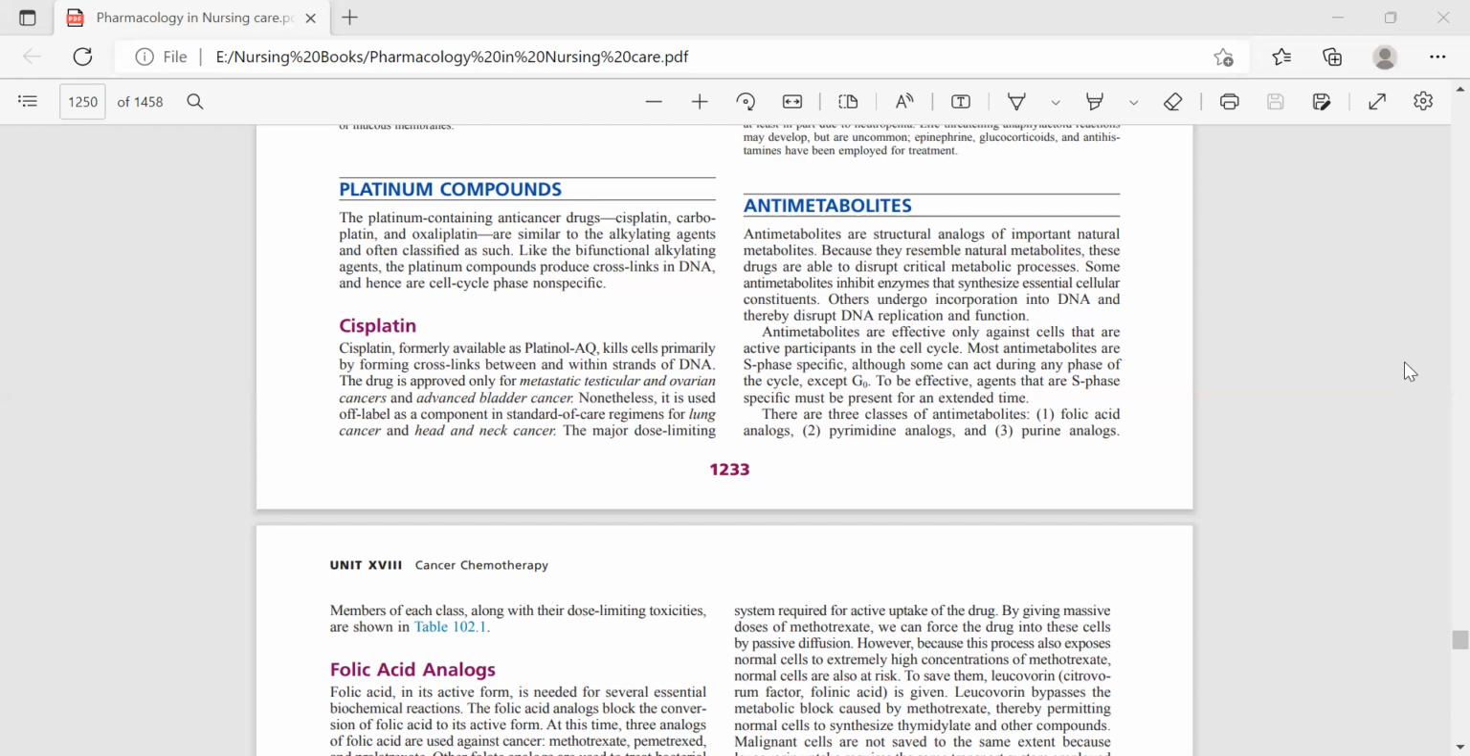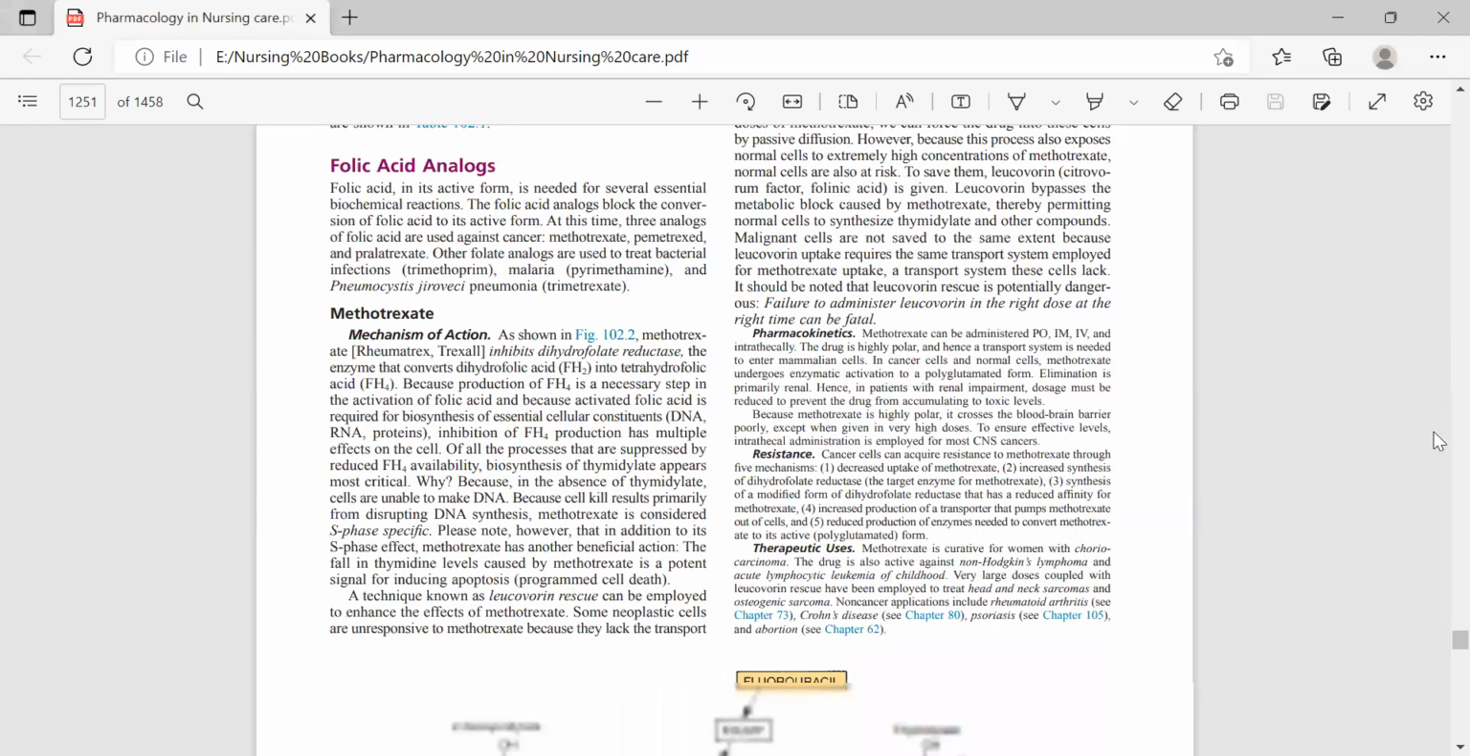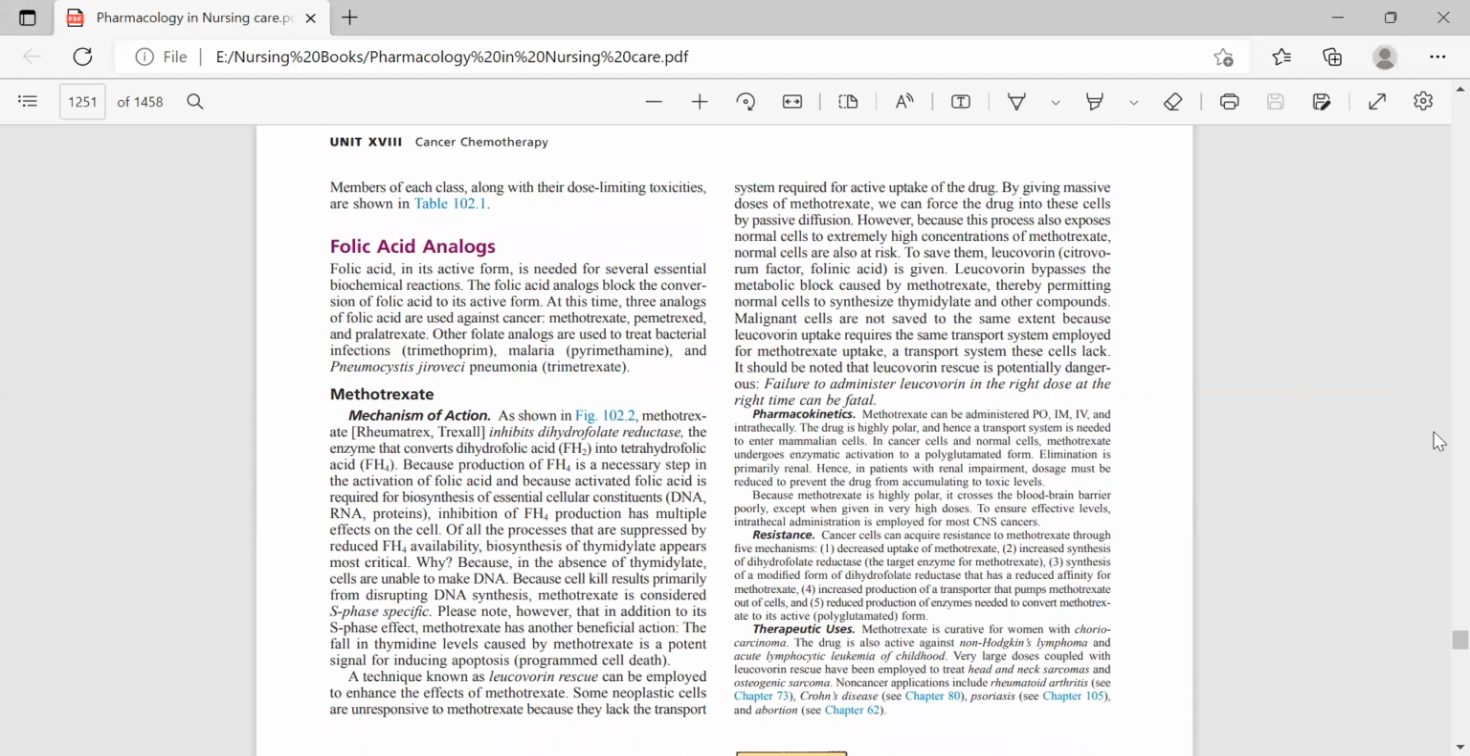Coming towards the folic acid analog, we have seen the folic acid is needed for several essential biochemical reactions. Folic acid analogs block the conversion of folic acid to its active form. That is, the analogs are required to block the conversion of folic acid into its active form. And there are three main analogs which are used as anti-cancer, that is methotrexate, pemetrexed, and pralatrexate. These folate analogs are also used to treat bacterial infection.